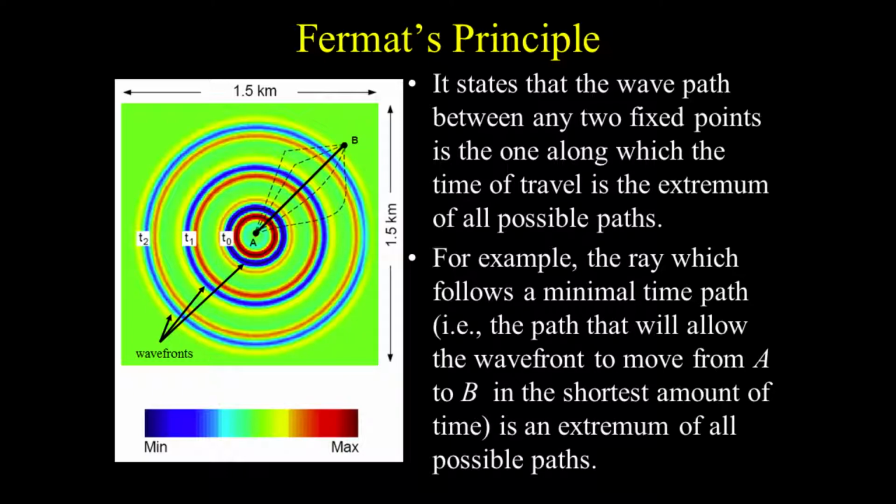Fermat's principle states that the wave path between any two fixed points is the one along which the time of travel is the extremum of all possible paths. For example, the ray which follows a minimal time path, that is, the path that will allow the wavefront to move from A to B in the shortest amount of time, is an extremum of all possible paths.